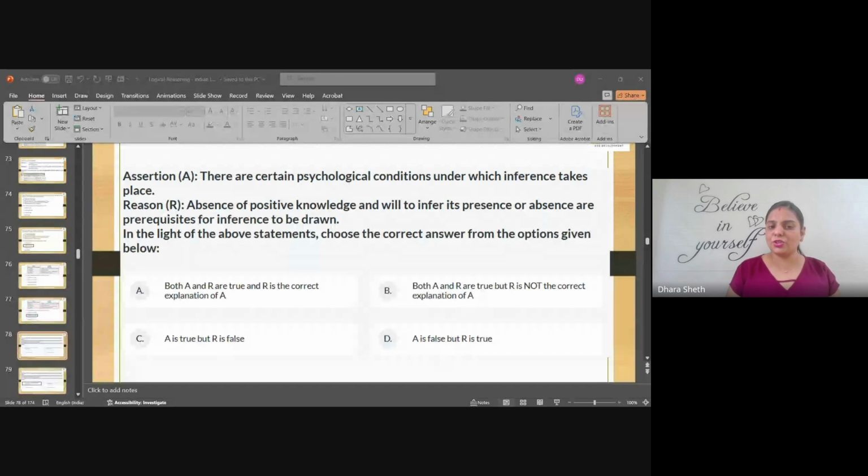Now, is this true or false? Is the reason R true or false? I'm only asking about R. So yes, R is also true. Okay, so why is it true?